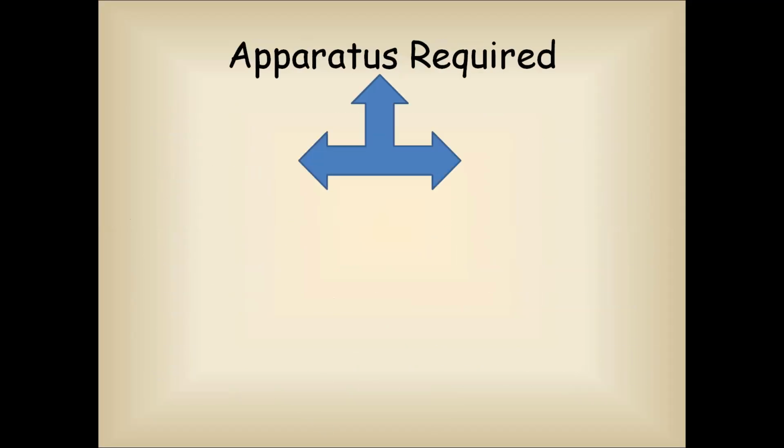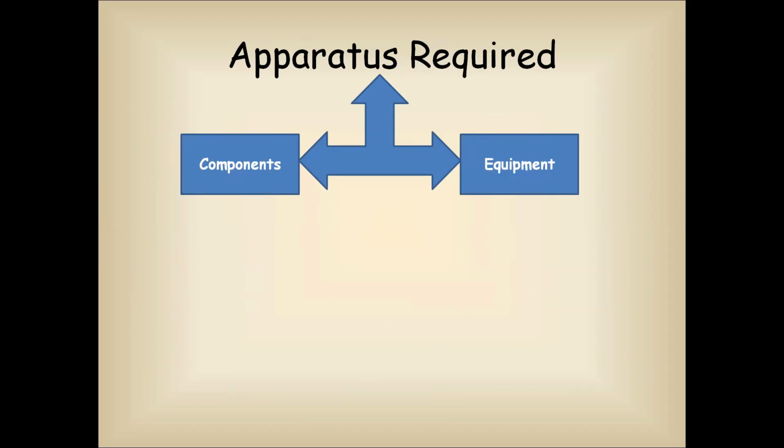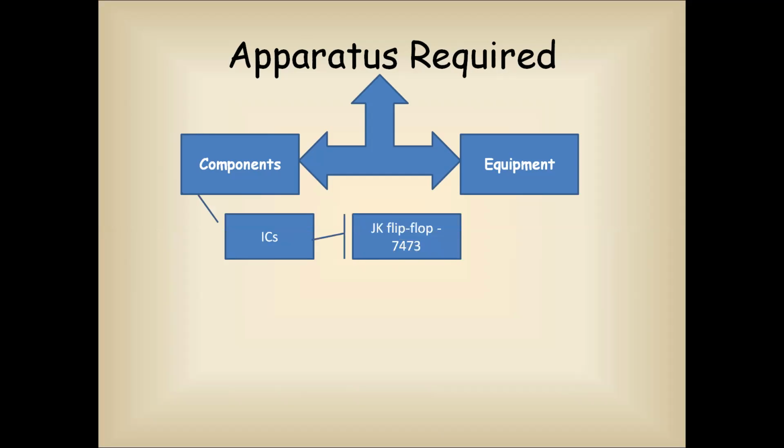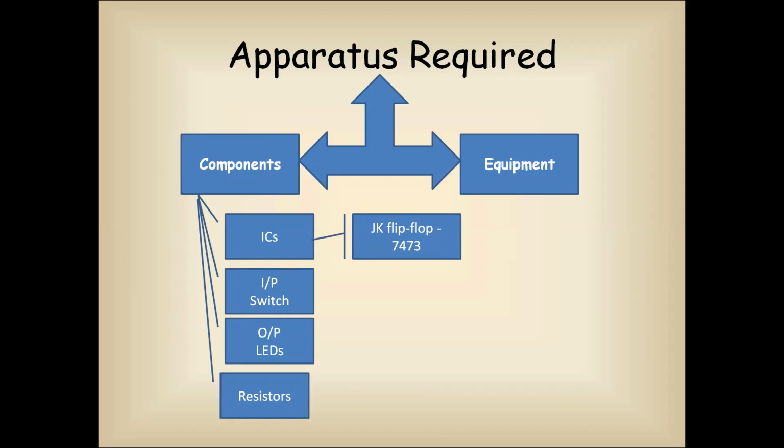So coming to the implementation, let us see first what is the apparatus required. So for any experiment, we need components and equipment both. So in components, since we are implementing the counter using the JK flip-flop, you need the JK flip-flop IC, the number is 7473. Then you need input switch to apply clock signal, and you need output LEDs to observe the counter output, and protective resistors. Then coming to the equipment, you need a power supply and breadboard to make all the connections, and then connecting wires.